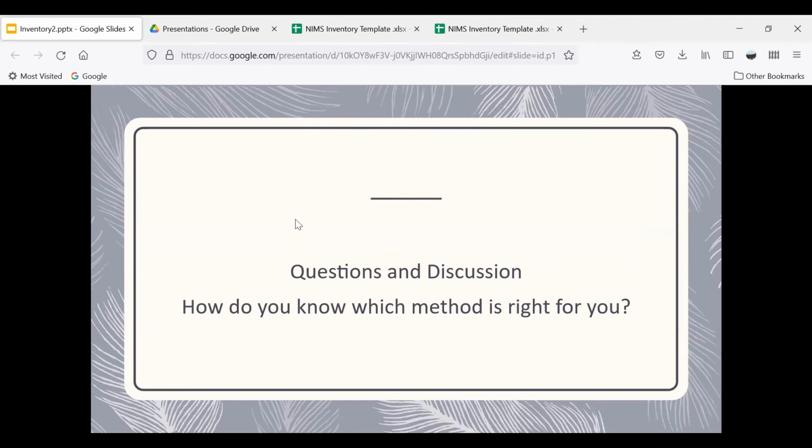So here's the discussion. How do you know which method is right for you? Forget everybody else on the whole planet, besides the people you work with. What is the right method for you? I think I can kick us off with a question for you, Poppy, that gets us going in that direction.